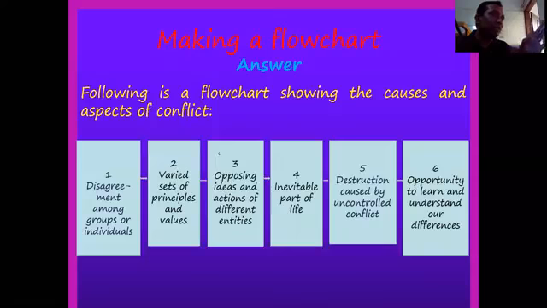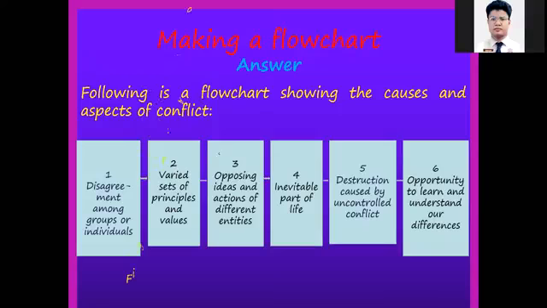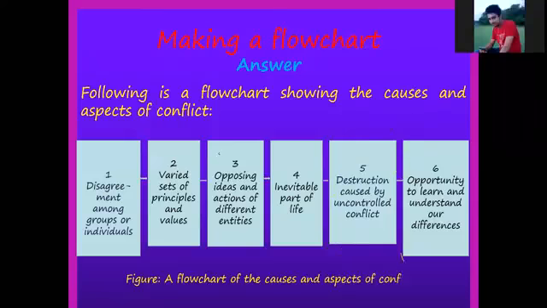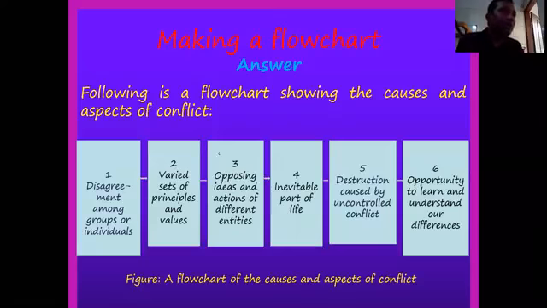Can you see? Yes, sir. Now enter the answer to the question on flowchart.